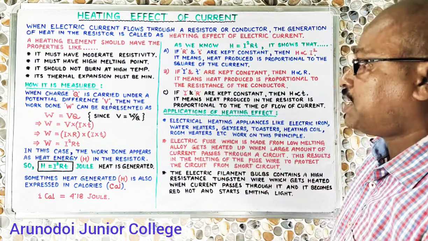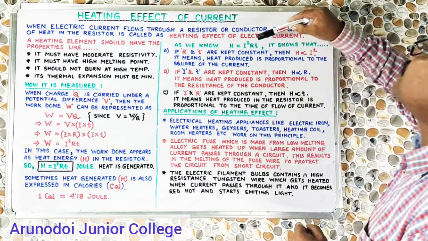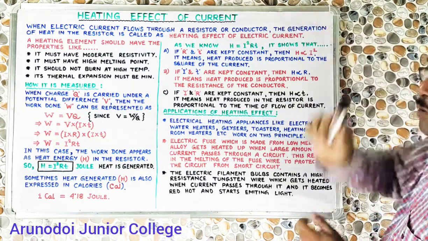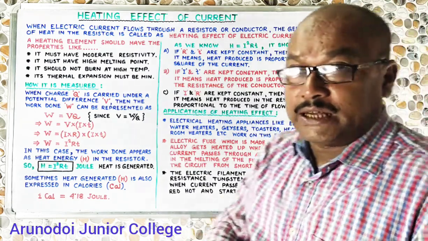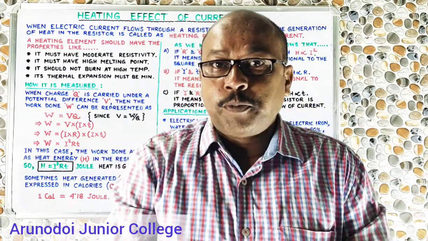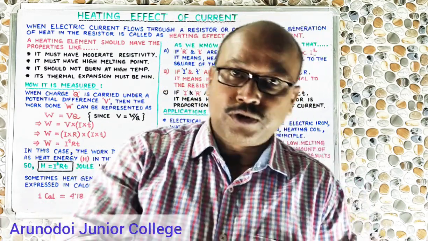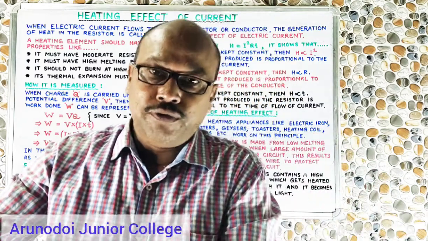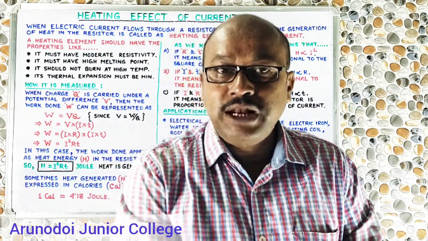And the final observation is that if we keep current and resistance constant, that is I square and resistance, these two if we keep constant, then the relation will be H is proportionate to T. It means the heat generated is directly proportionate to the time of flow of electric charges through the conductor. That means if we increase the time of flowing of charges through the conductor, then heat generated also will increase.